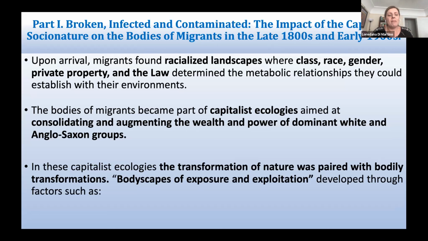So to start, when many migrants arrived to America in the 1800s and 1900s, just like today, they found racialized landscapes where class, race, gender, private property, the law, they pretty much determined the metabolic relationships that they established with their environments. And so the bodies of migrants became part of capitalist ecologies that aimed at consolidating and augmenting the power of the dominant white Anglo-Saxon groups.